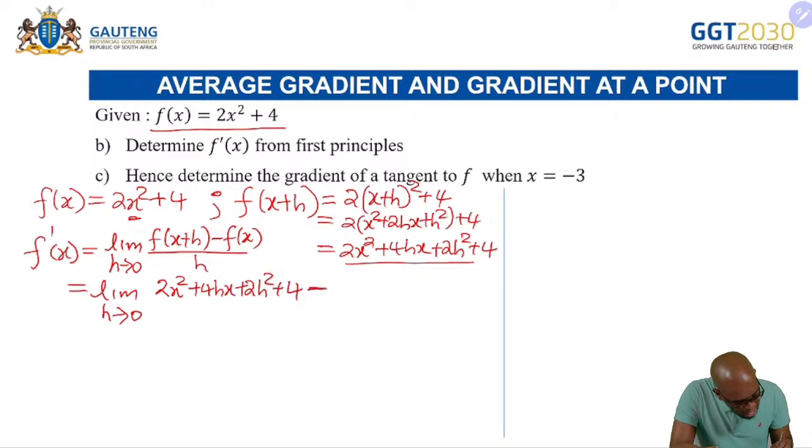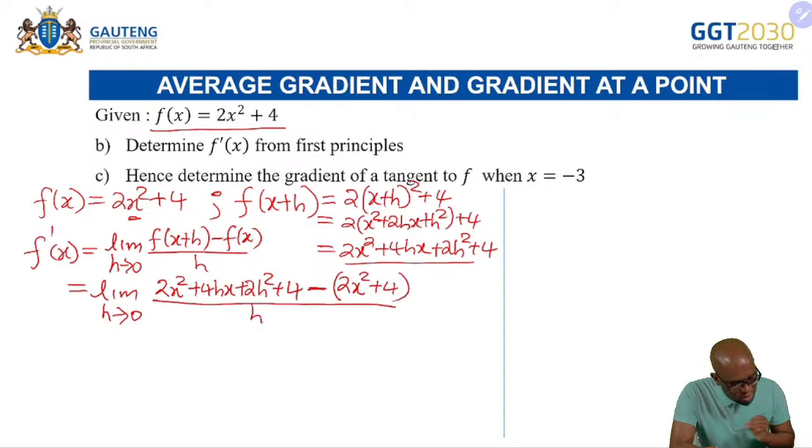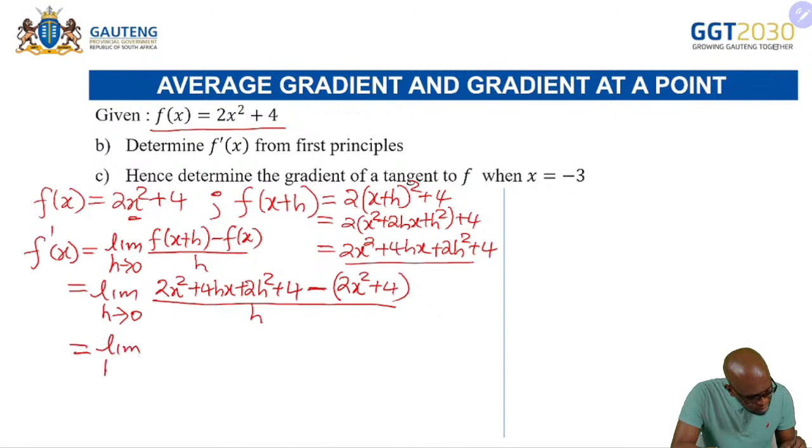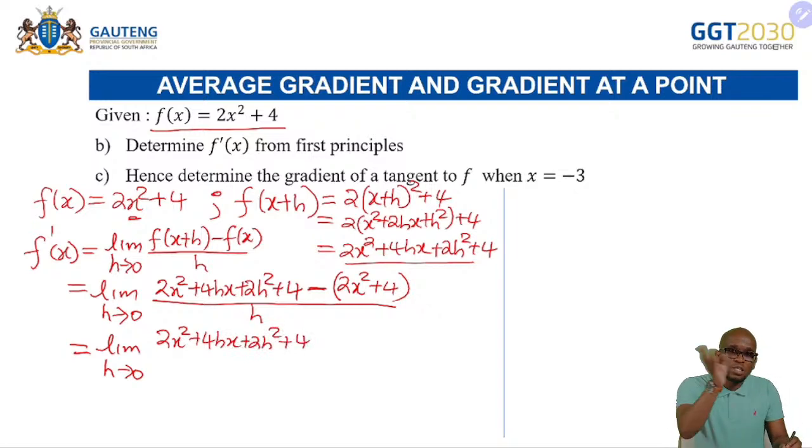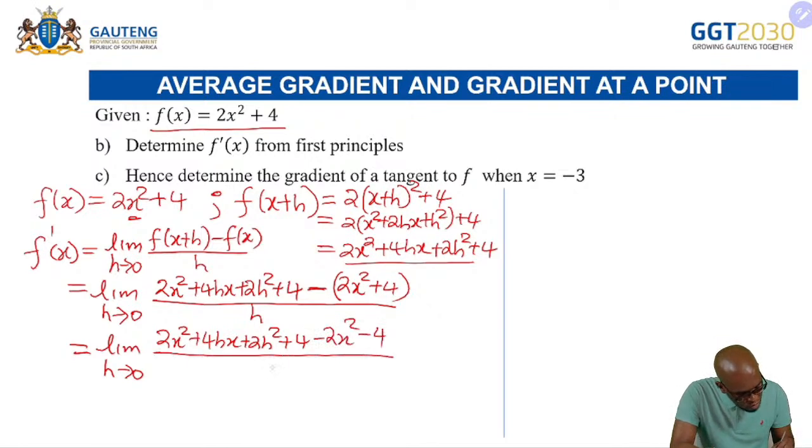And then minus our f of x. We put it in brackets. This is 2x squared plus 4. That is the original function. Divide everything by h. So this would be the limit as h tends to 0. If we open up the bracket, we get 2x squared plus 4hx plus 2h squared plus 4. And then we distribute the negative to open the bracket. This would be minus 2x squared minus 4 over h.